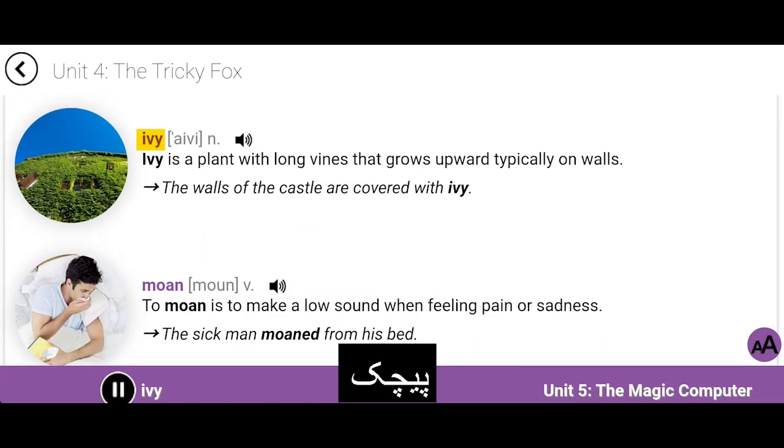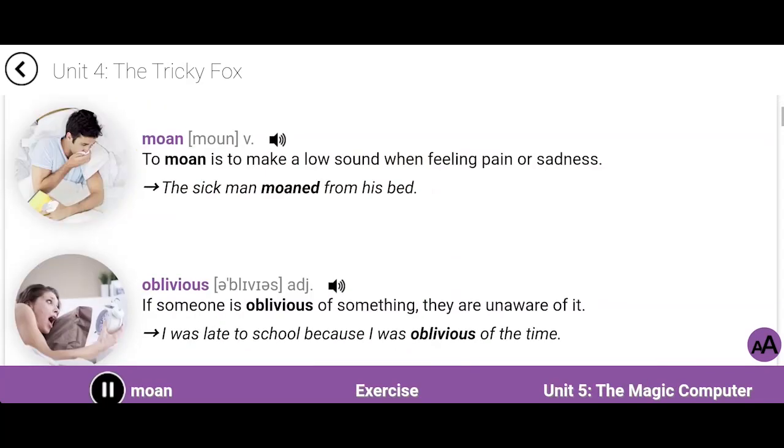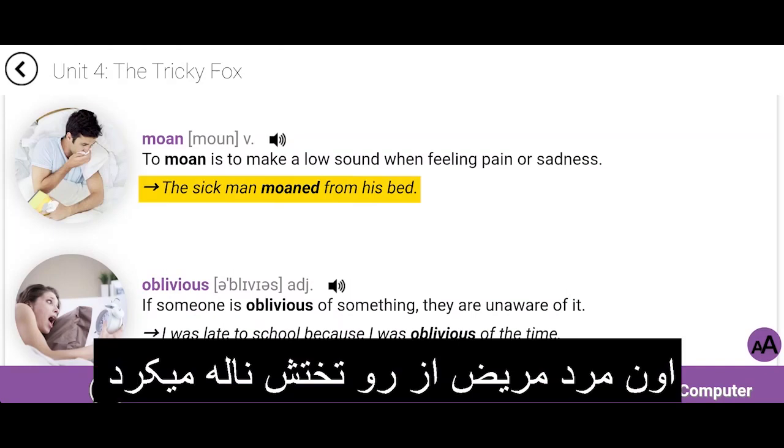Ivy. Ivy is a plant with long vines that grows upward, typically on walls. The walls of the castle are covered with ivy. Moan. To moan is to make a low sound when feeling pain or sadness. The sick man moaned from his bed.